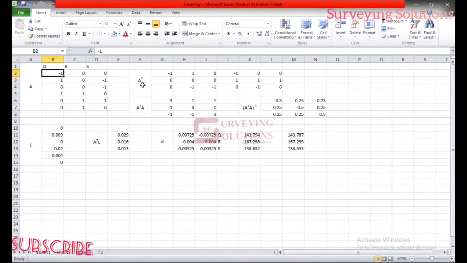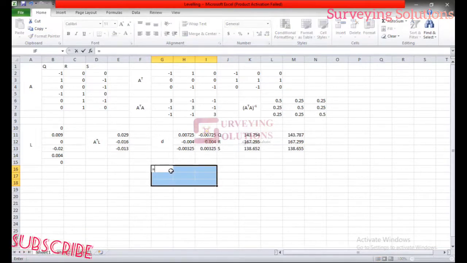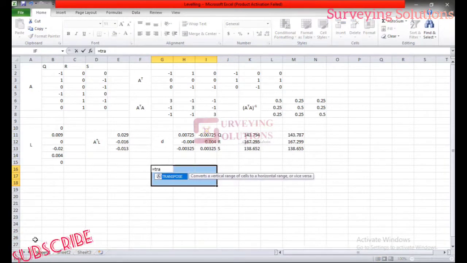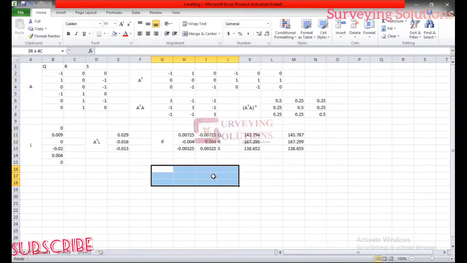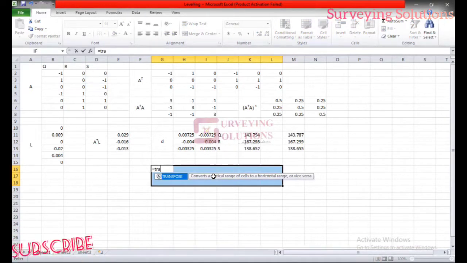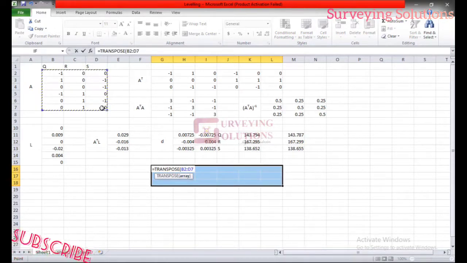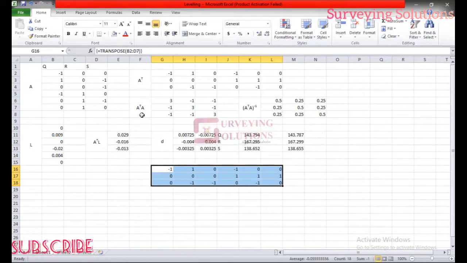Now, the transpose of a matrix, we have told you how to do that, but for the sake of explanation, let's still do it. This is the array, and then we type equal to transpose, and we want to transpose this matrix. Oh, sorry for that, this array is not complete, we need three more. Good. So equal to transpose, then we select all of this, then Control Shift Enter. We have the transpose of that matrix. Are we together? So that's how you get the transpose of the matrix.